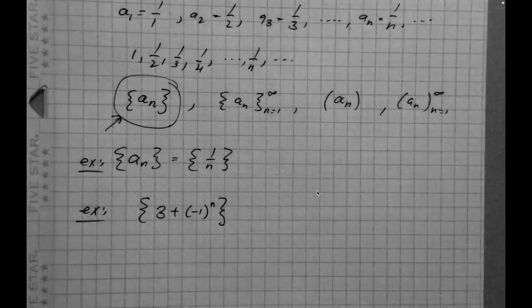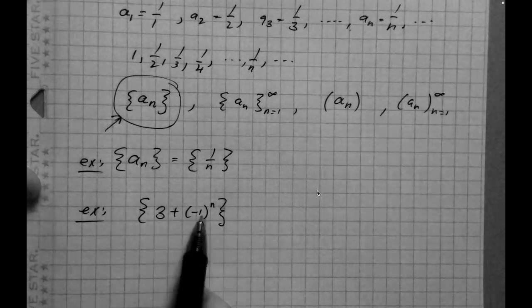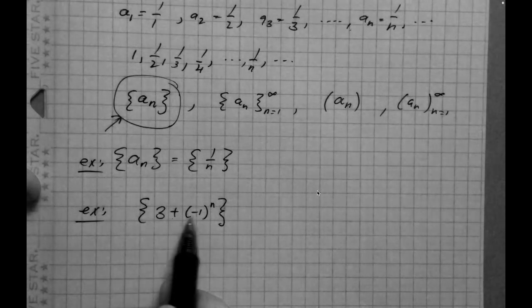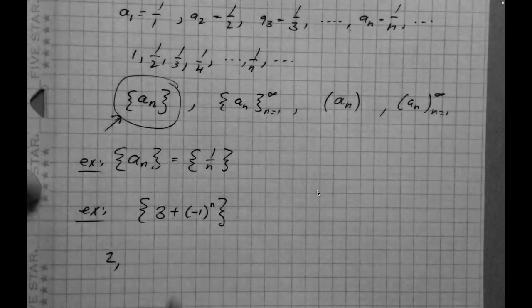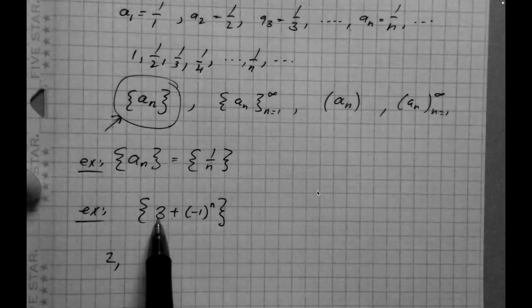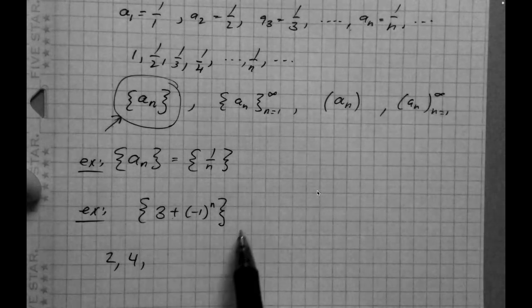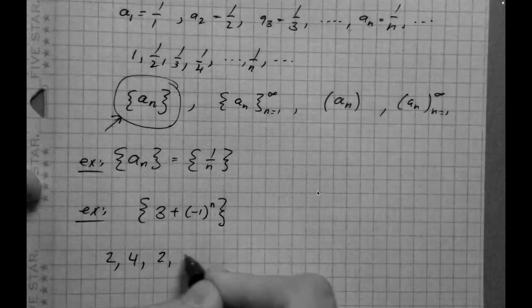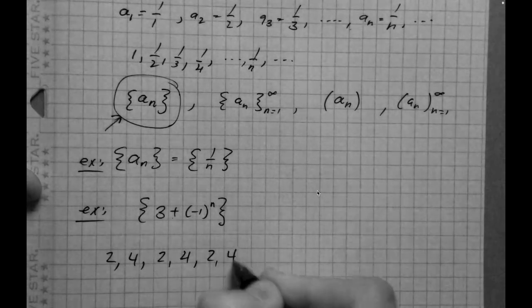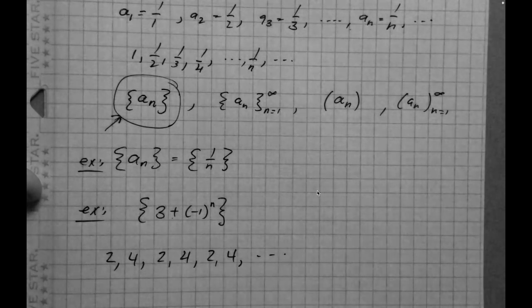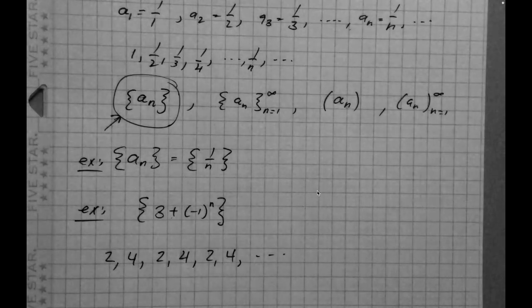Okay. What are the terms of this sequence? Well, when n is equal to 1, this is 3 plus negative 1, so it's 2. When n is 2, this is 3 plus negative 1 squared, so it's 4. And when it's 3, it goes back to 2. So this is a sequence that just oscillates between 2 and 4 forever. All right. Okay, so that's just an example.